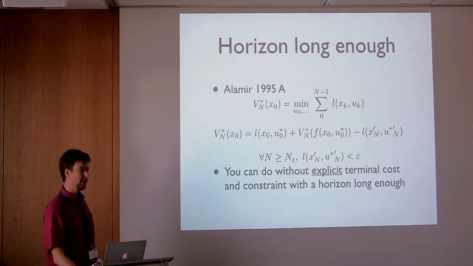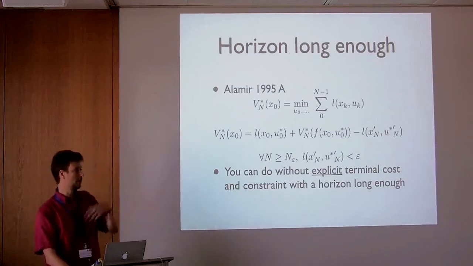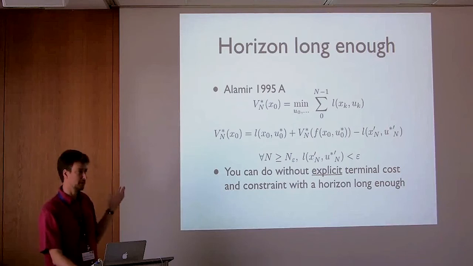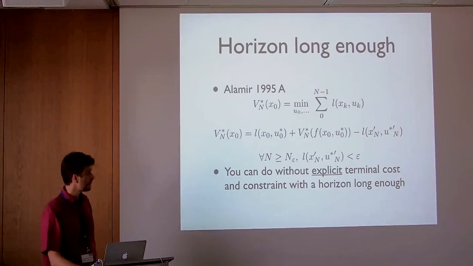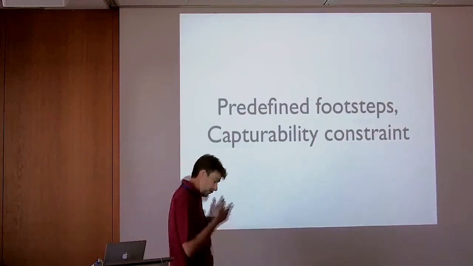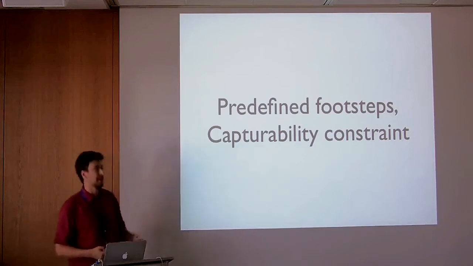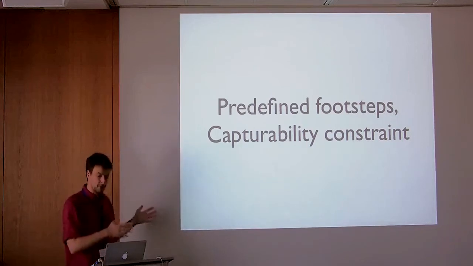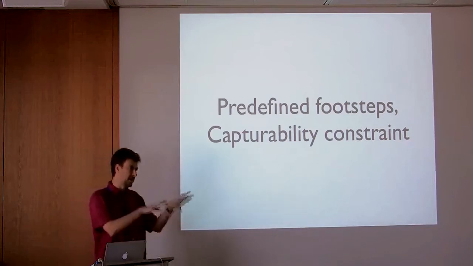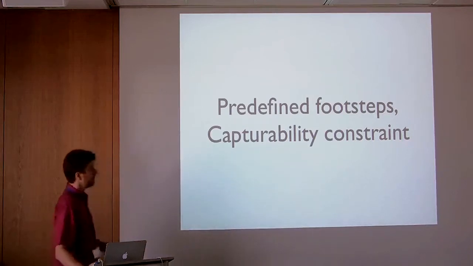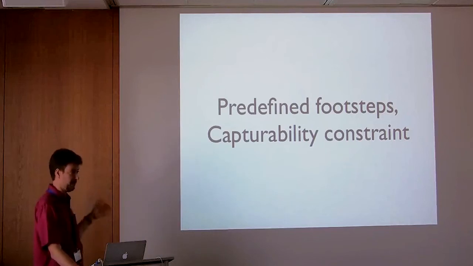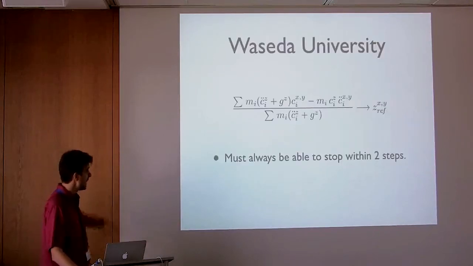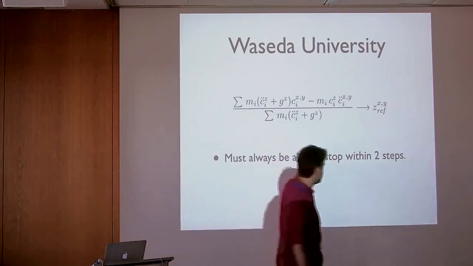Now we're ready to browse through all the methods which are used on the robots that we know and see how they fit with this general theory. So first of all, because that's historically the first approach that I mentioned, predefined footsteps. Okay, so far people suppose that the footsteps are given and fixed. And then first, methods which consider the capturability constraint and no optimization of the derivative of the center of mass or anything.